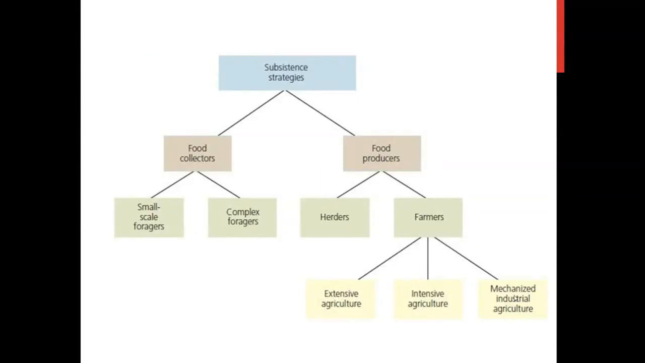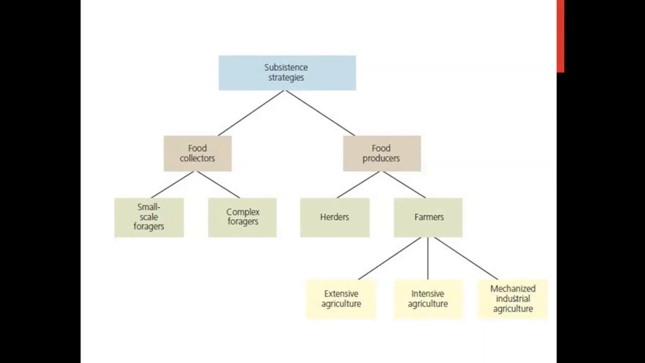Small scale foragers are foragers that are just like, hey, there's a blueberry here, let's get it. Hey, there's something here, let's get that, right? And then complex foragers are a little more intelligent with what they're doing. And they're like, oh, maybe we shouldn't get this right now, they're not ripe, or we shouldn't get this right now because it needs time to grow, whatever.